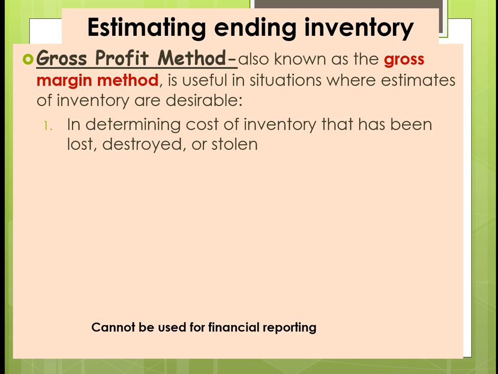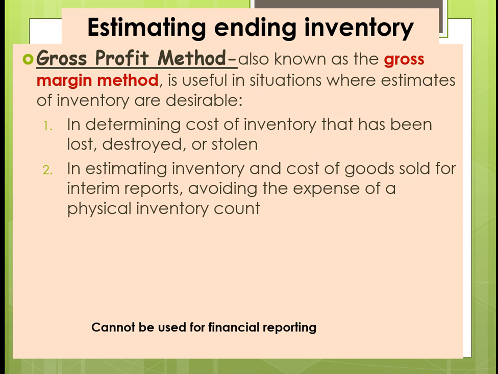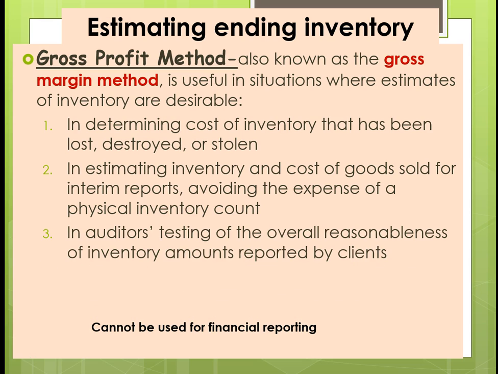Say you had a fire or a loss or things were stolen. In estimating inventory and cost of goods sold for interim reporting, avoiding the expense of a physical inventory, but you still have to do it quarterly. And again, this is if you use periodic. Auditors may also use it in testing the overall reasonableness of inventory amounts reported by clients, and in budgeting.